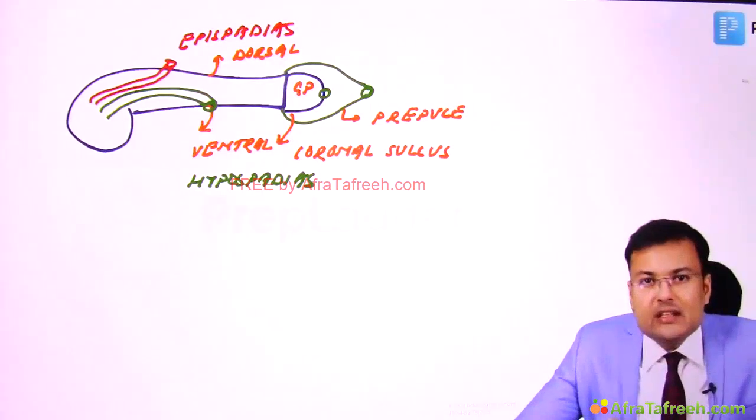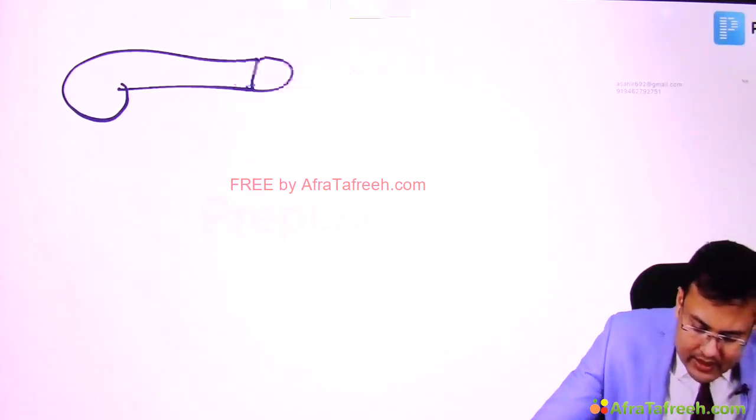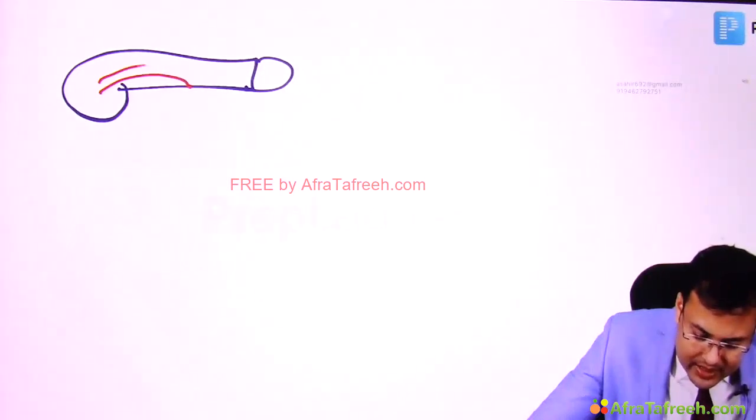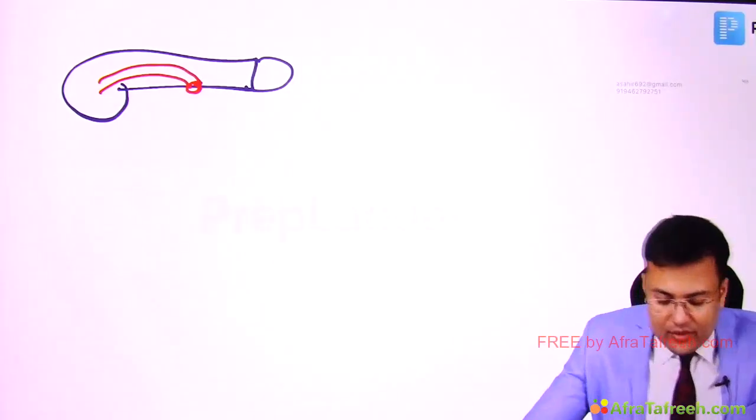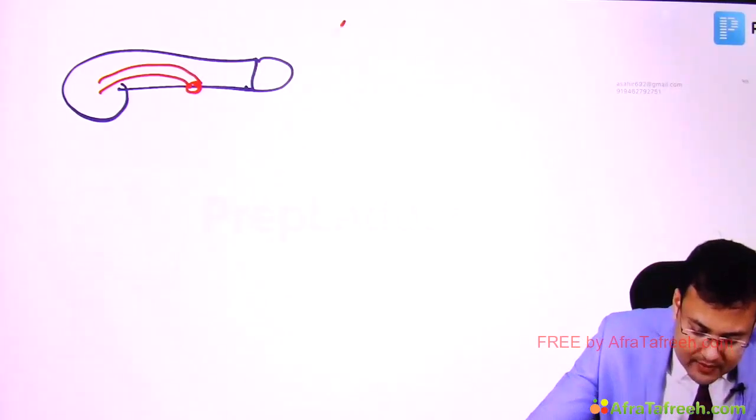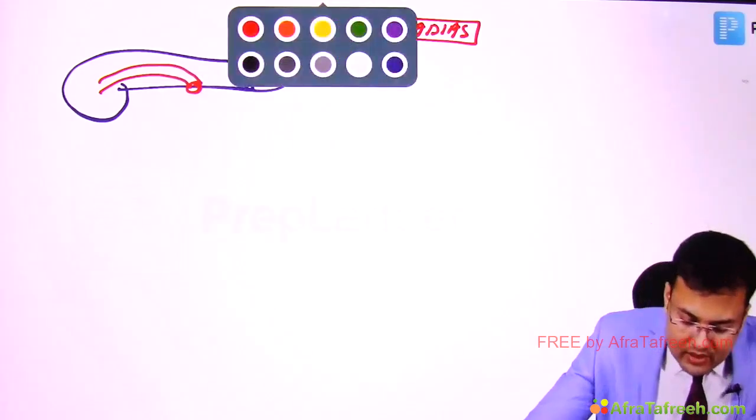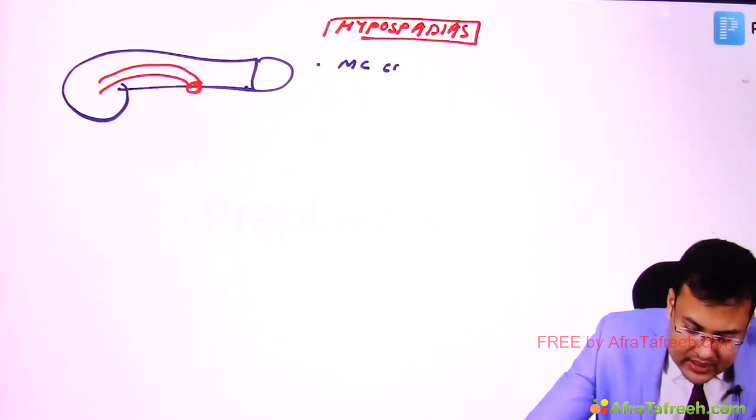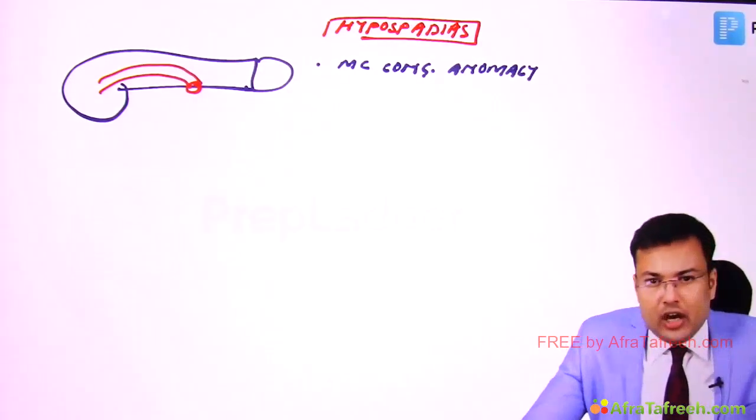Clear? One by one we are going to discuss. First we are going to discuss hypospadias. What's the problem in hypospadias? See, this is the penis and this is the meatus, and the meatus opens over the ventral aspect of penis. This is hypospadias. It is very common. It's the most common congenital anomaly of urethra.